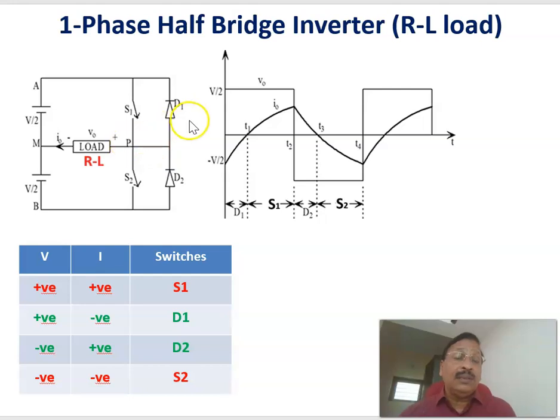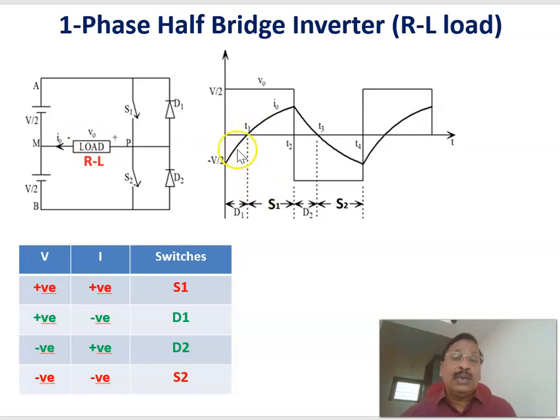Again, depending upon the current polarity here, if you want to get a positive voltage, it is when S1 is on. Similarly, when S2 is on, you will be getting a negative voltage like that. And depending upon the RL load, this is the shape of the current that is flowing through the load.